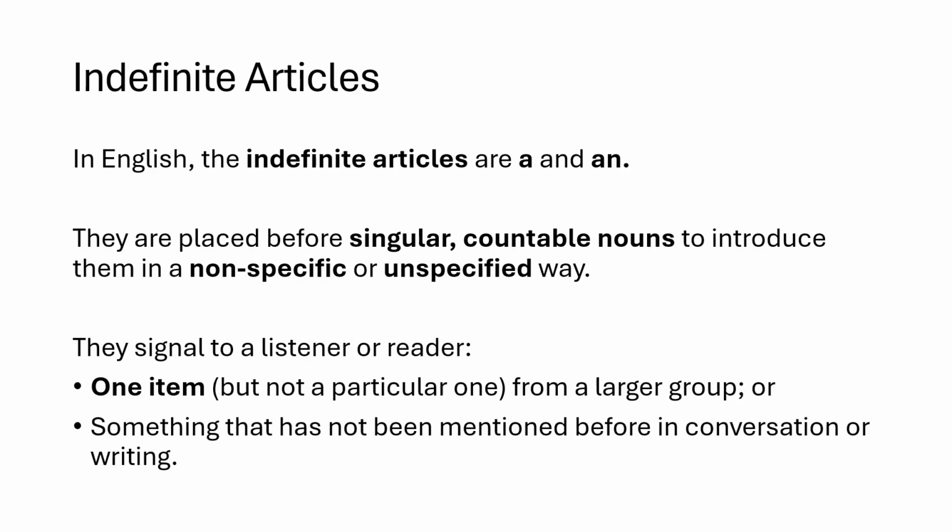In English, the indefinite articles are a and an. Some people pronounce a as "ay". I pronounce it as "uh". Either pronunciation is correct. They are placed before singular countable nouns to introduce them in a non-specific or unspecified way. They signal to a listener or reader one item, but not a particular one, from a larger group, or something that has not been mentioned before in conversation or writing.